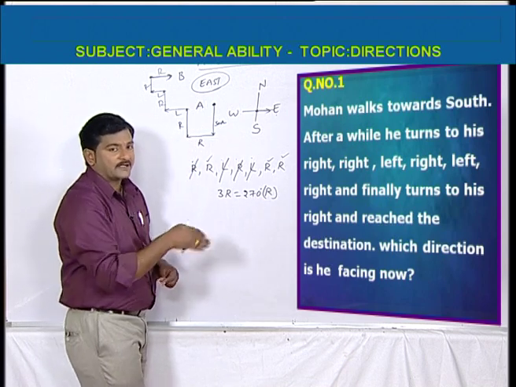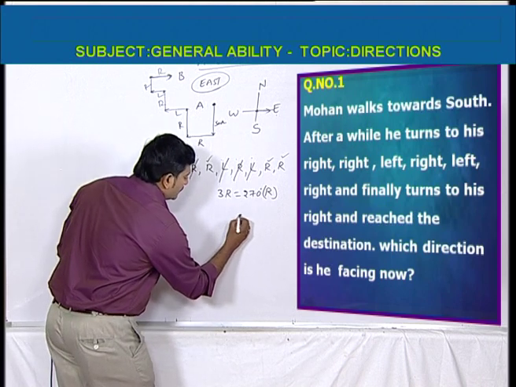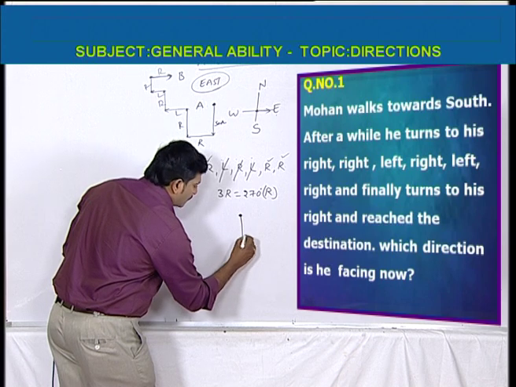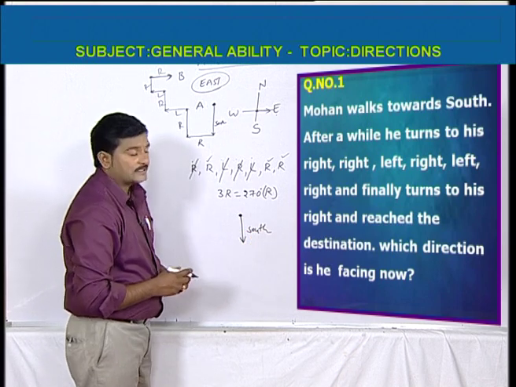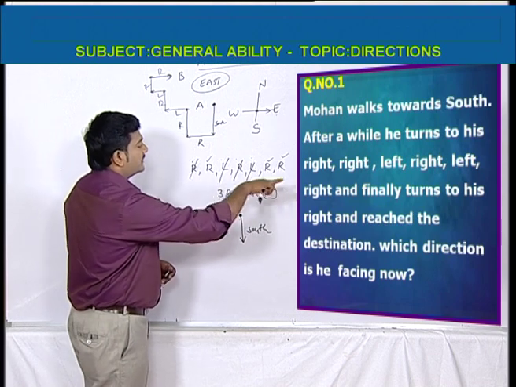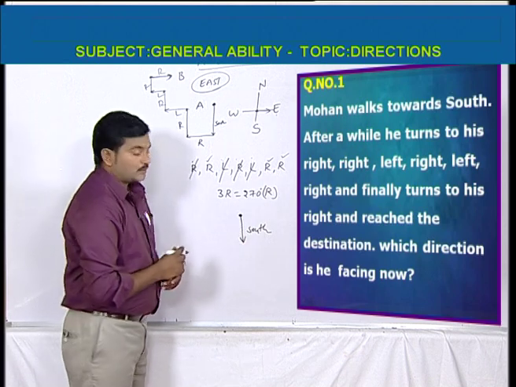In which side? Right side. Now the person is moving in which direction? He is only given that Mohan walks towards the south direction. Mohan walks towards the right direction. Now instead of applying all the rights and lefts, we simply have to apply only 270 degrees.